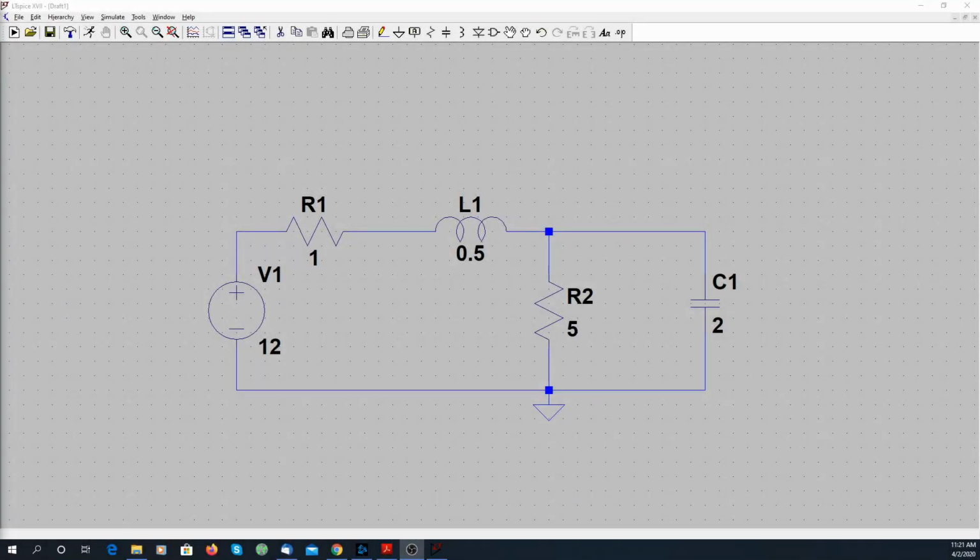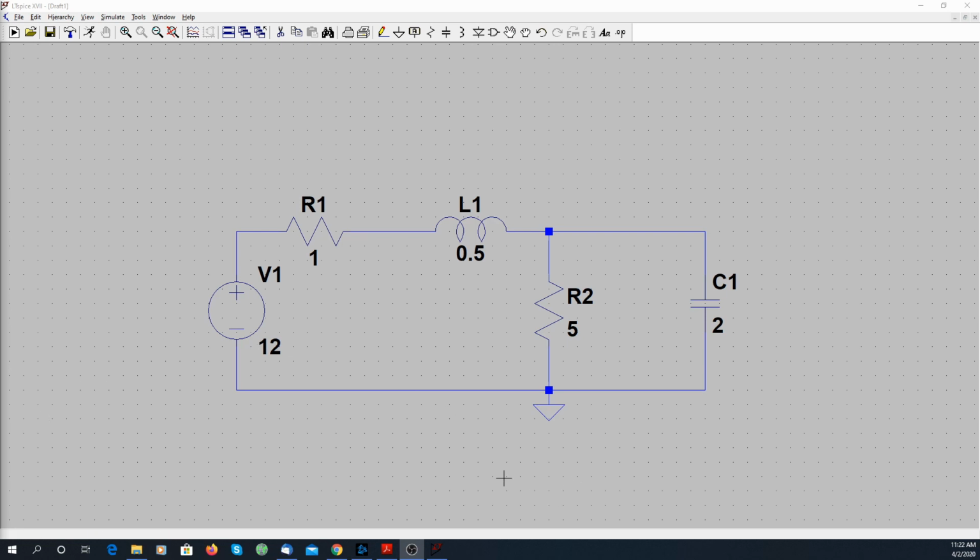Today I'm going to show you how to verify your circuit analysis for a transient analysis of an RLC circuit problem using LTSpice. The circuit that is shown on the screen is the circuit that was analyzed in my lecture on the total response of RLC circuits.